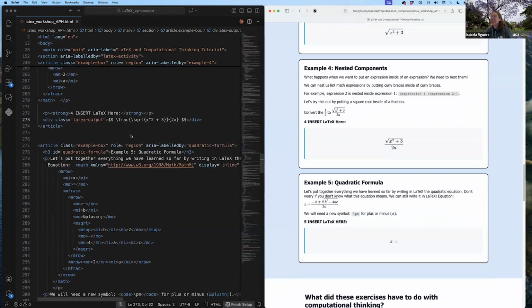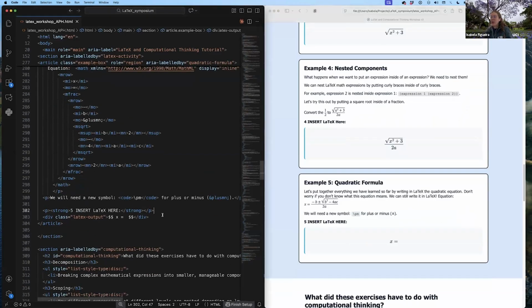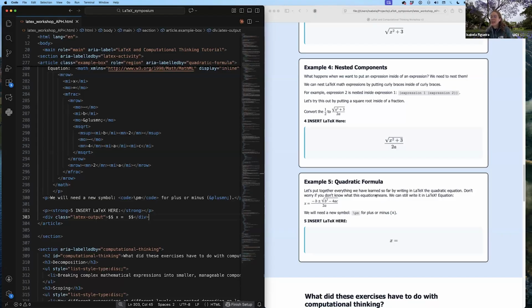All right. In example 5, on line 303, I've left it blank. It just says x equals. So I'm going to invite you all to try to write the following equation with LaTeX. We know how to write all these different pieces together, so now we just need to combine it in a new way. And we do need one new symbol though. Backslash PM is how you write the plus or minus symbol.